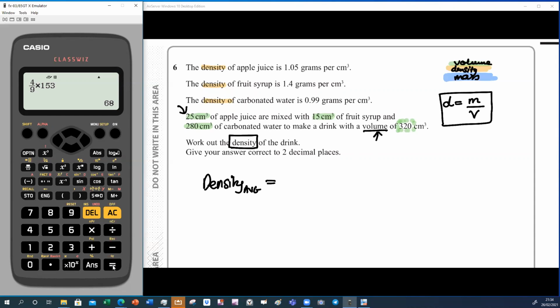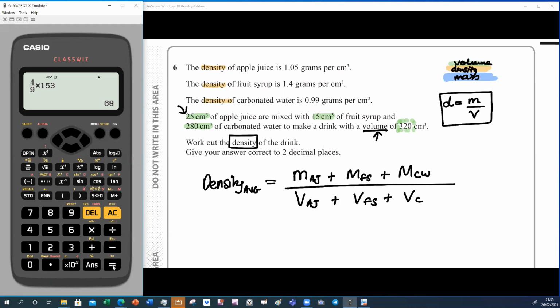So the average density will be what? The mass of the apple juice plus the mass of the carbonated water. Oh, that's too big. The mass of the fruit syrup plus the mass of the carbonated water. That's one. Divided by what? The volume of the apple juice plus the volume of the fruit syrup plus the volume of the carbonated water. Is that right? Yeah. Okay, lovely.